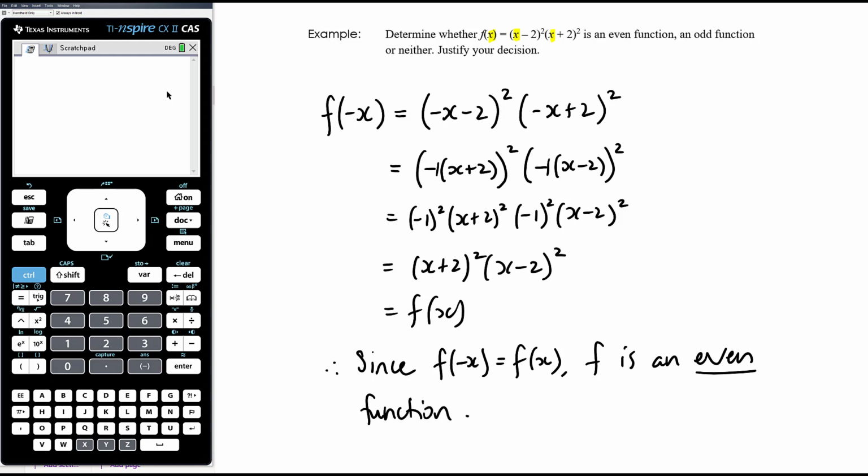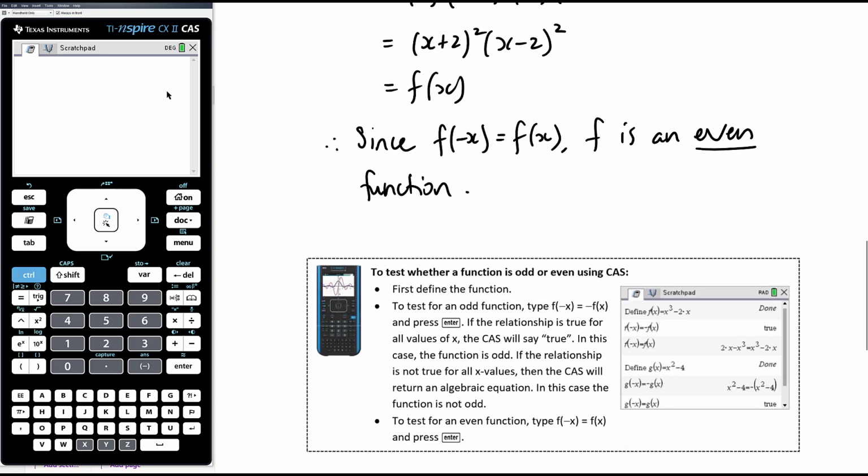Okay, so again, being clear about the reason by which you know that it's an even function. Here's the algebra to support that. That's showing me that f of negative x is equal to f of x, which means that it's an even function. Okay, we can test that using CAS.